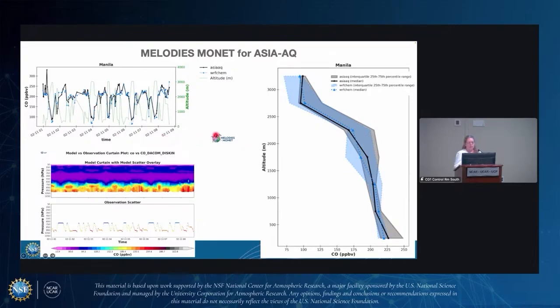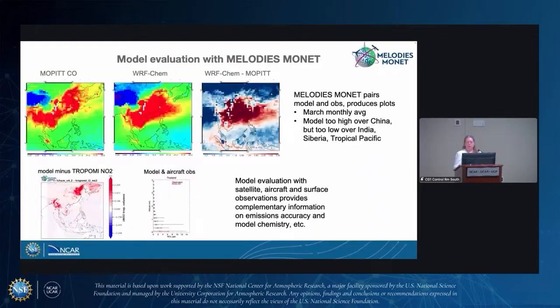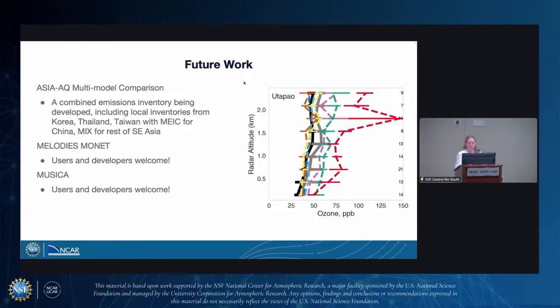So you can have time series, you can have a curtain plot of the model as well as the observations as a function of altitude and time, and vertical profiles comparing the observations and models as a function of altitude for each species over whatever region you want. And it's just an example. We also can compare with MOPITT and get difference plots over the whole map.